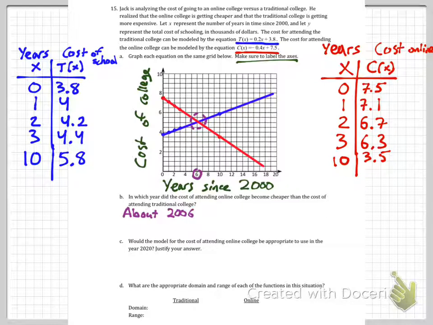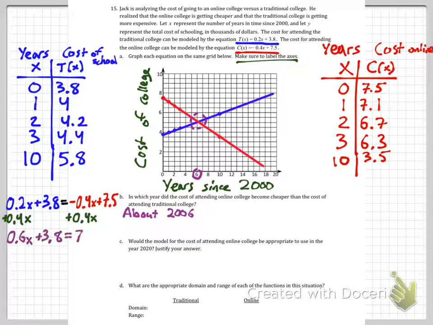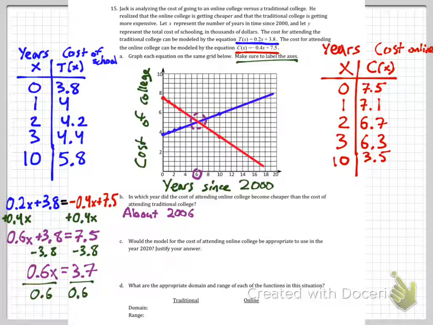However, we can calculate this exactly by setting the two sides equal to each other. When was it that they were equal, and when did that switch occur? Well, just like we mentioned before, if the y values are equal, the cost is equal, then those two sides of the equation must be equal. So let's solve for x. Add 0.4x to both sides, then subtract 3.8 from both sides, divide by 0.6, and you get x equals 6.17. That's great, because that was really close to our approximation. If x is 6.17, that means that many years after 2000, we actually were in the year 2006. Great. All right.